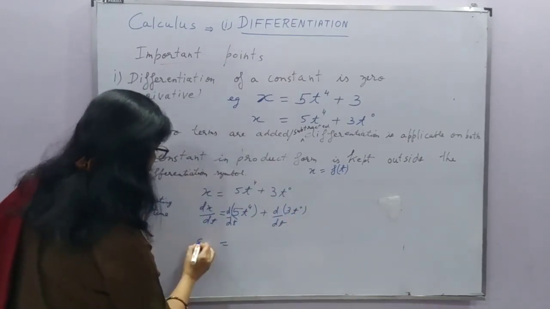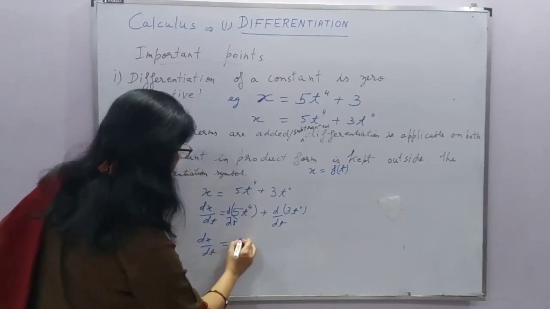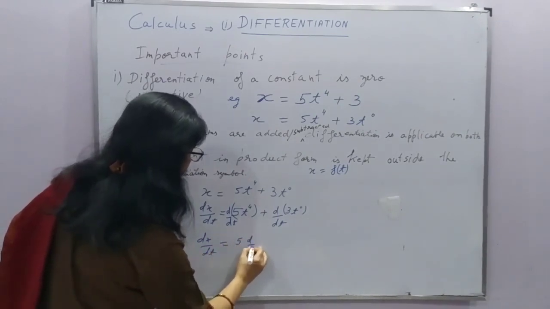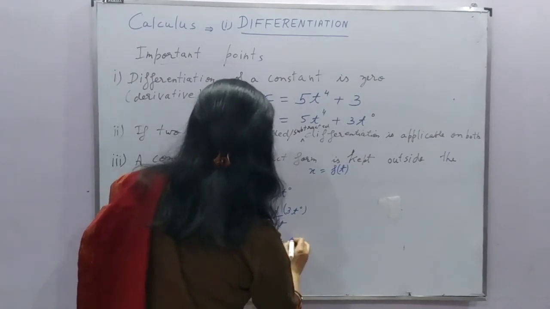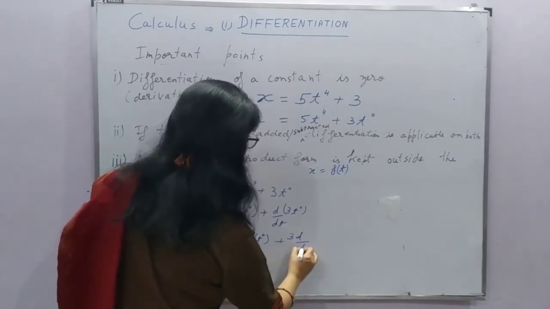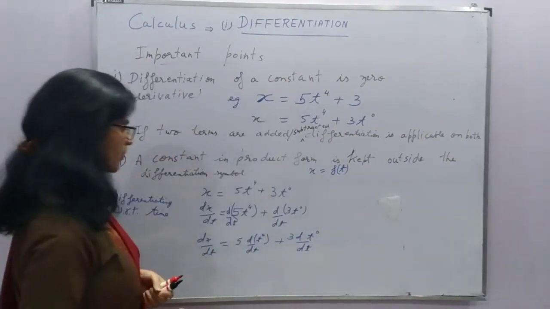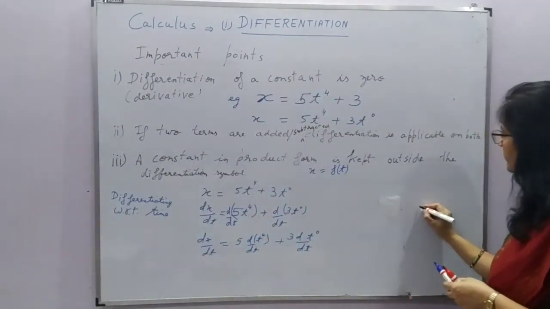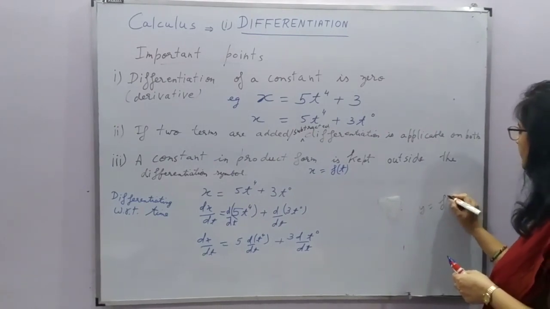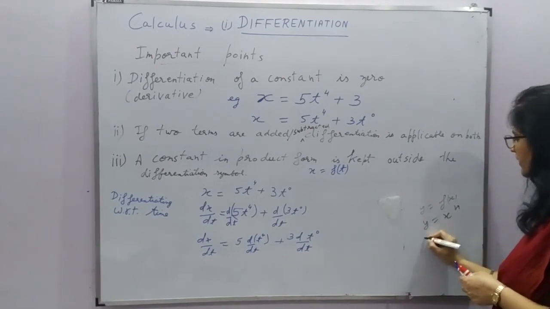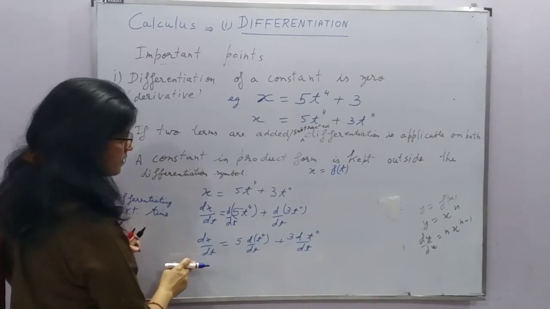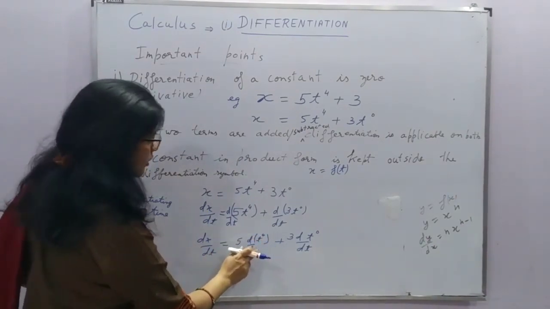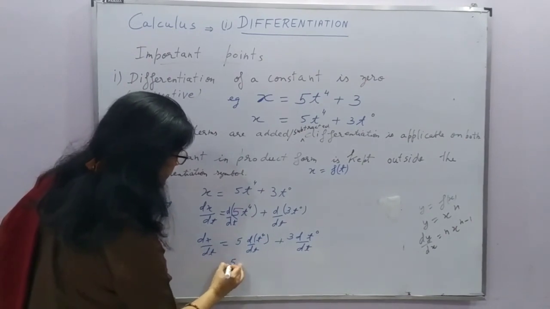Then according to the third rule, this 5 will be kept outside and we have to differentiate this plus 3 outside d upon dt and t to power 0. Now remember the formula that if we have y is equal to f x and y is equal to x to the power n, then its differentiation was n x to the power n minus 1. Here we are differentiating it with respect to time. So in place of x, what is there? T.